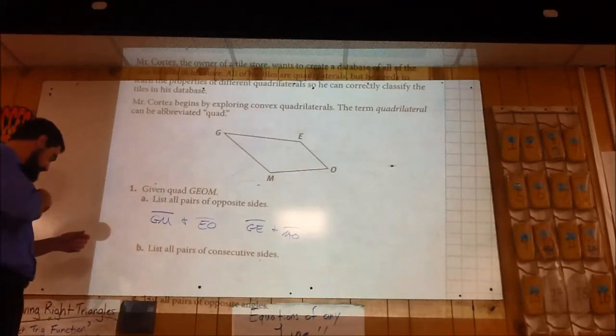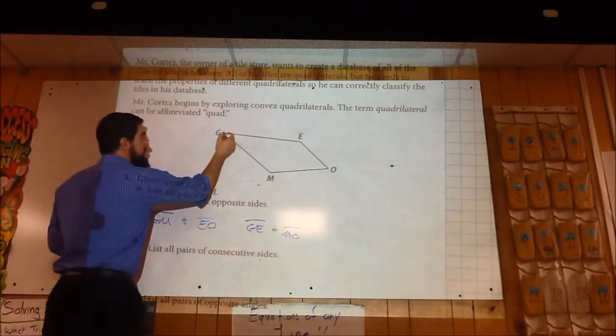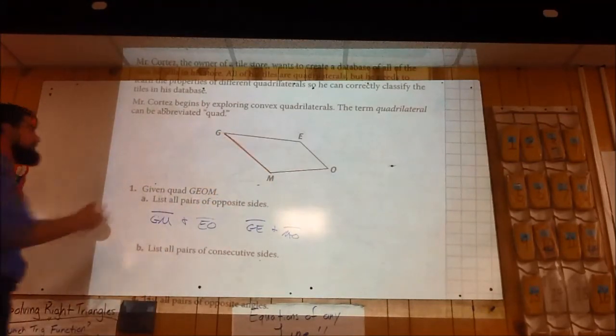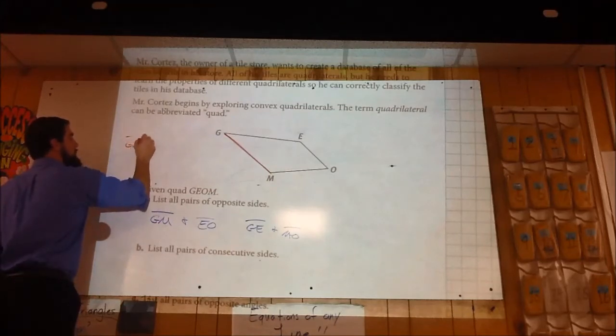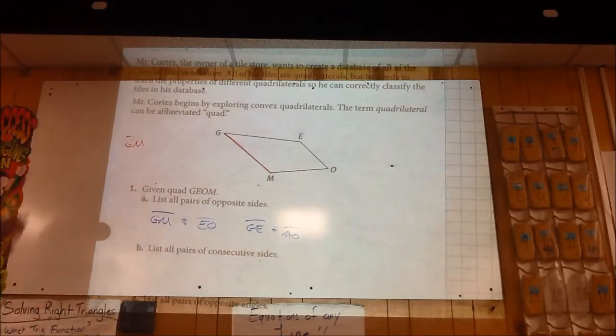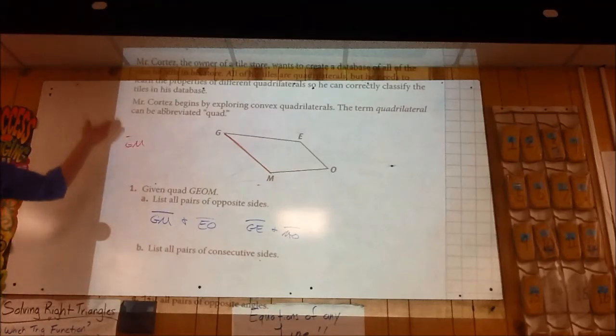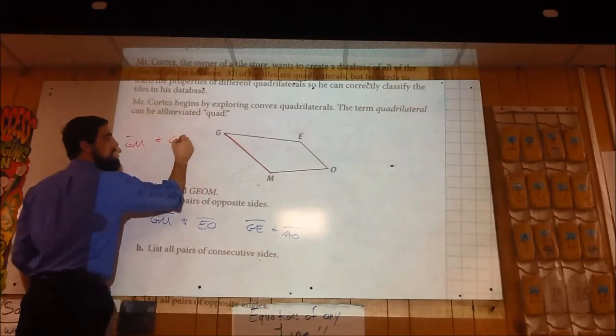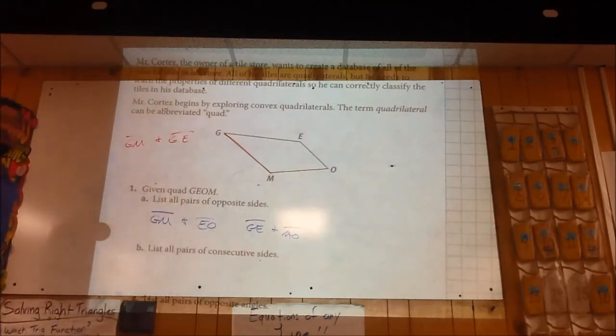So if I were to say, okay, here is segment GM. This is one of the sides. So which side is consecutive with it? Who says GE? Segment GE. Who says segment MO? Who says both? Be correct. Okay? So, side GM and side GE, that would be a pair of consecutive sides.